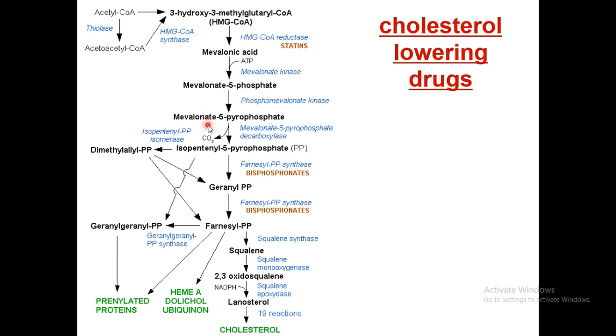Okay? Nindot ra pang mga pangalan, no? Isopentyl 5-pyrophosphate, dimethylallyl pyrophosphate, geranyl PP or geranyl pyrophosphate. Then farnesyl pyrophosphate. Diba? Their names are very fancy.